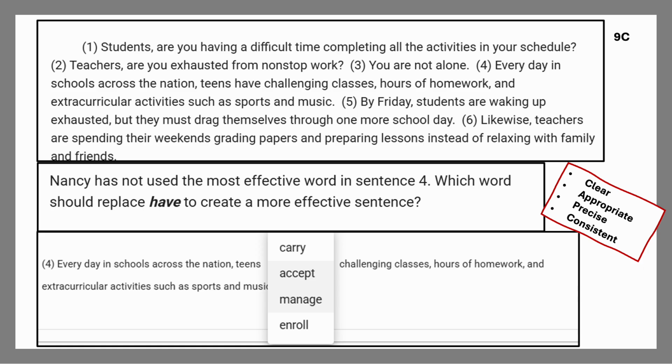Here is a sample question. Nancy has not used the most effective word in sentence 4. Which word should replace have to create a more effective sentence? And if you take a look, this is a new item type, or it's not so new now. We've seen them quite a few times, but you see a drop down. It's going to give you these different options, but don't worry. It's very similar to like a multiple choice. It's just presenting itself differently. Always think about clear, appropriate, precise, and consistent when making your choices for these questions.